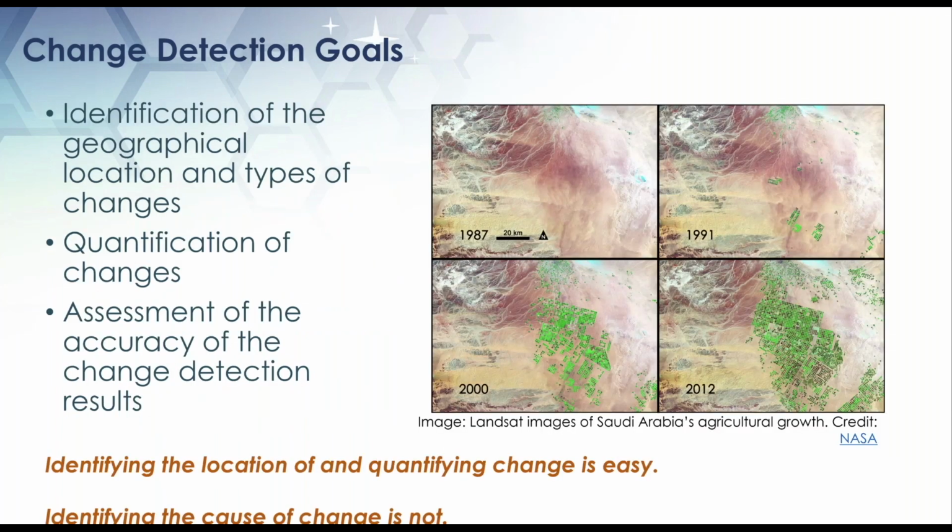The goals of detecting change in satellite imagery include identifying the location and type of change, quantifying the change, and assessing the accuracy of the results. It's important to understand that identifying the location of and quantifying change is pretty easy. Identifying what caused the change is the challenge.